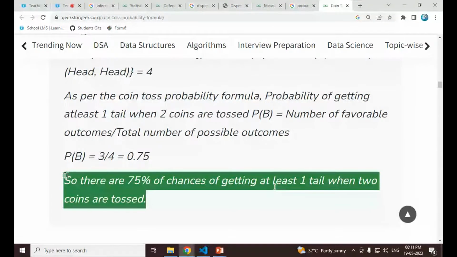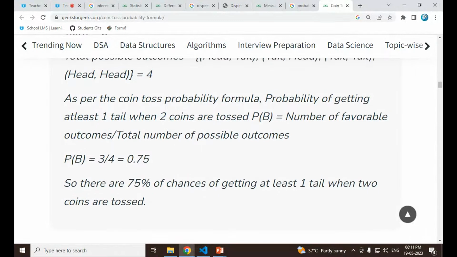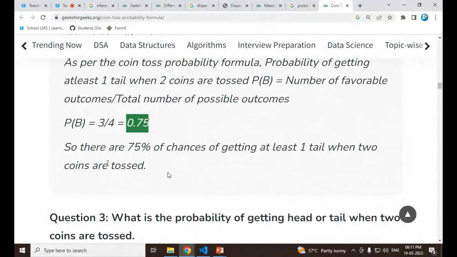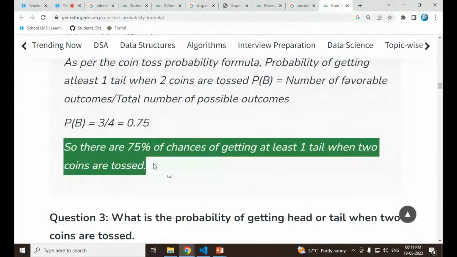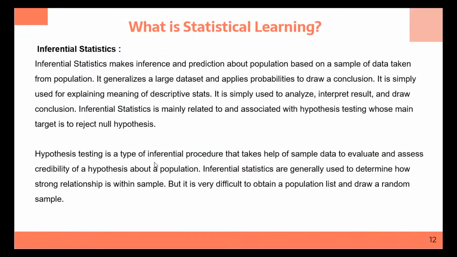With the help of calculation, we can just get a number, but you cannot tell what this 0.75 is. When you tell this whole thing, you are inferring based on the data that you are receiving from the question. Inferential statistics is mainly associated with hypothesis testing. One more keyword we have is hypothesis testing.